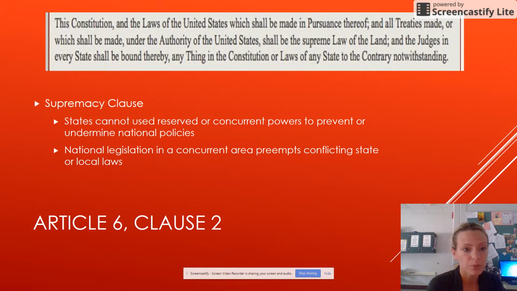This is what is known as the Supremacy Clause, and it gives the federal government the power over the state government. States cannot use reserved or concurrent powers to prevent or undermine national policies. So as long as it is in the realm of national government's power, they have the final say. The states do not. National legislation in a concurrent area preempts conflicting state or local laws.